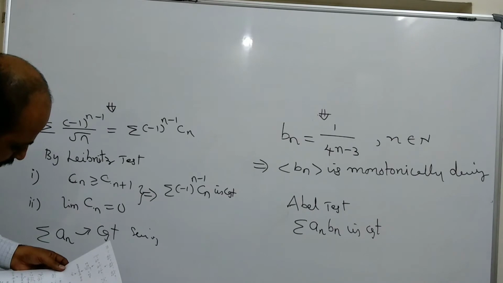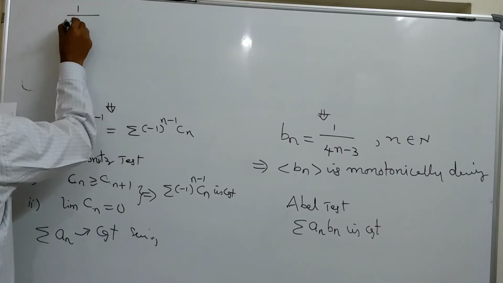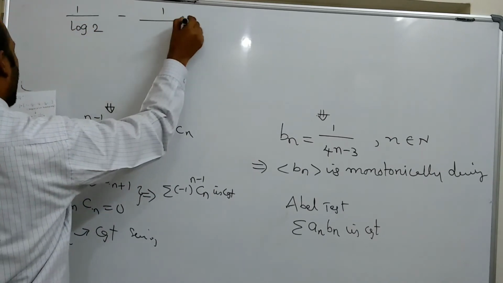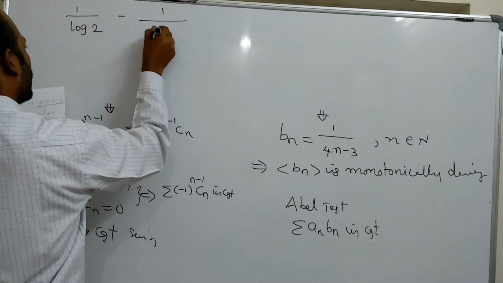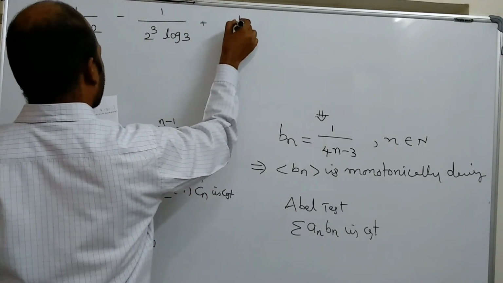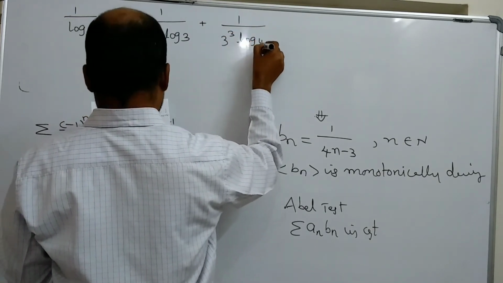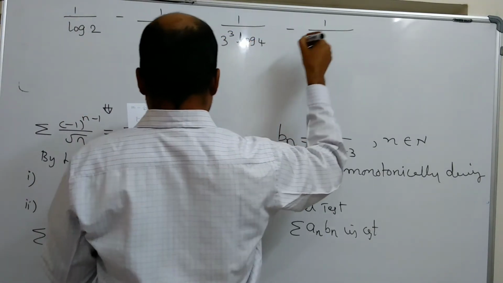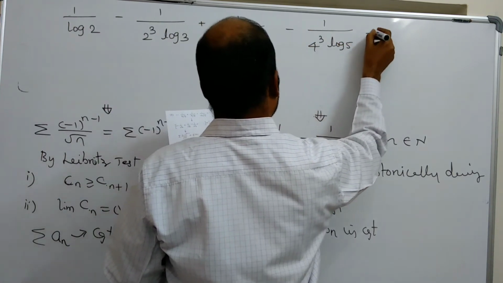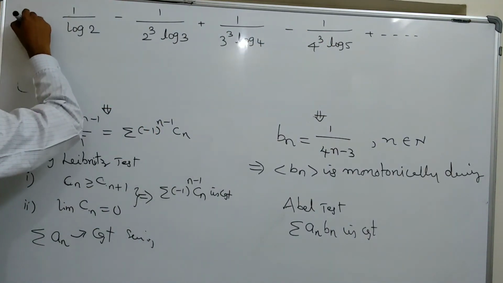Let us solve the fourth one. The given infinite series is 1 by log 2 minus 1 by 2 cube into log 3 plus 1 by 3 cube into log 4 minus 1 by 4 cube into log 5 plus and so on. You do yourself, work out this problem.